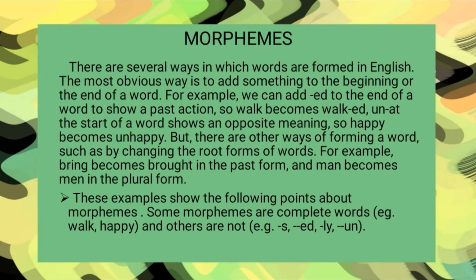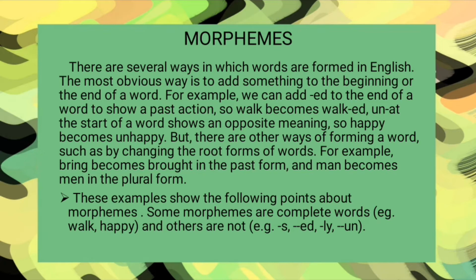For the next, morphemes. There are several ways in which words are formed in English. The most obvious way is to add something to the beginning or the end of a word. For example, we can add -ed to the end of a word to show a past action, so walk becomes walked. And at the start of a word, to show opposition in meaning, so happy becomes unhappy. But there are other ways of forming a word, such as by changing the root form of a word. For example, bring becomes brought in the past form and man becomes men in the plural form.